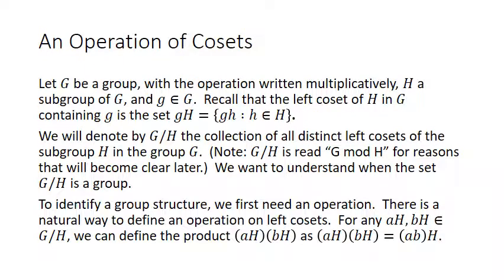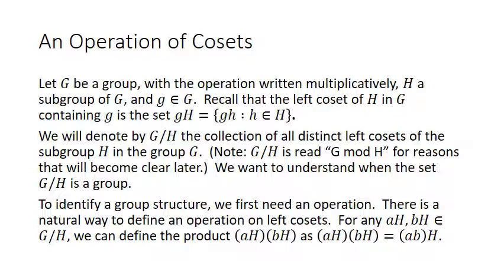Okay, so in order to form a group out of these cosets, we're going to need an operation. So let's talk about how we might make an operation for cosets. Let G be a group with the operation written multiplicatively, H a subgroup of G, and let little g be an element of the group G. Recall that the left coset of H in G containing little g is the set little gH, which is equal to, you just multiply all of the elements in that subgroup H by little g on the left.